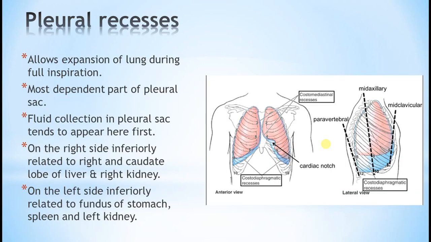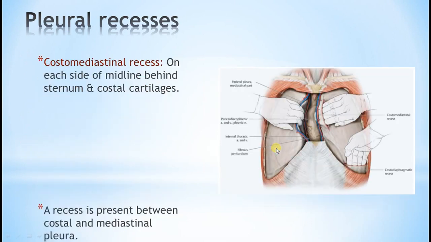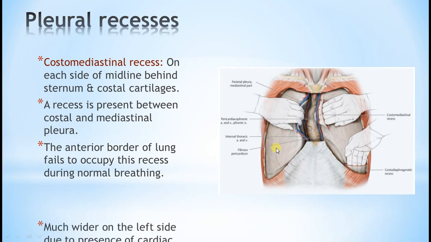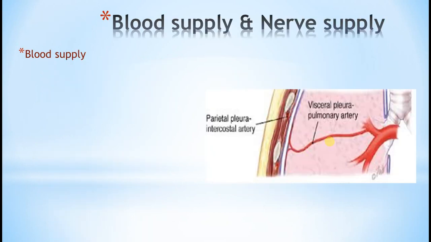Here you are able to see it more wider on the left side because of the presence of the cardiac notch, and the lung deviates from the 4th to the 6th rib. So that is why it is more wider on the left side due to the presence of the cardiac notch. So we have seen about the two recesses, which is very, very important. One is the costodiaphragmatic recess, the first one which we have discussed, and the second one is the costomediastinal recess.